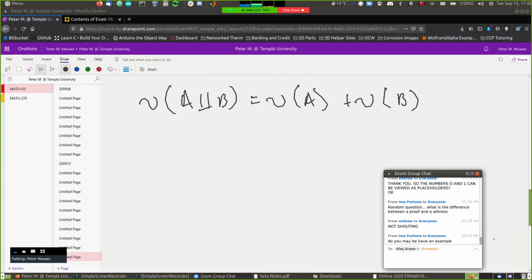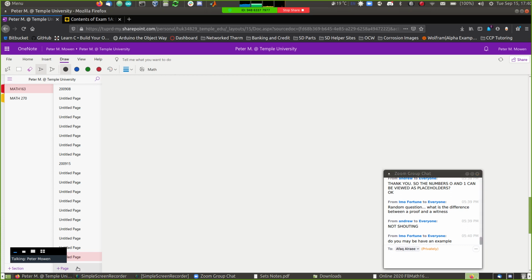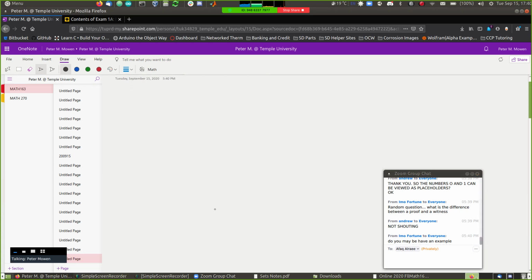Yeah, do you maybe have an example? Sure. Something that has come up in the linear algebra class is something like: prove that (A + iB) times the reciprocal of (A + iB) is equal to 1.